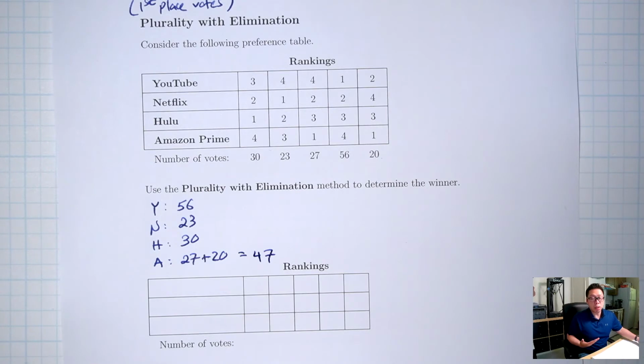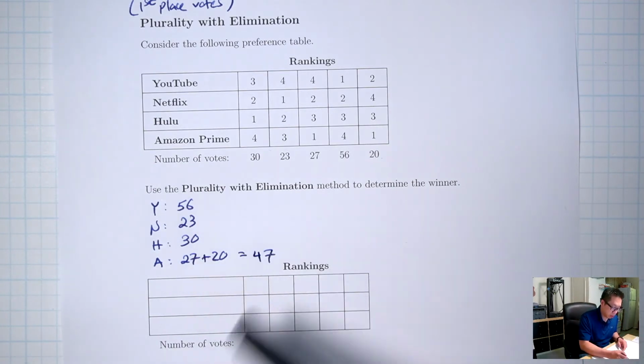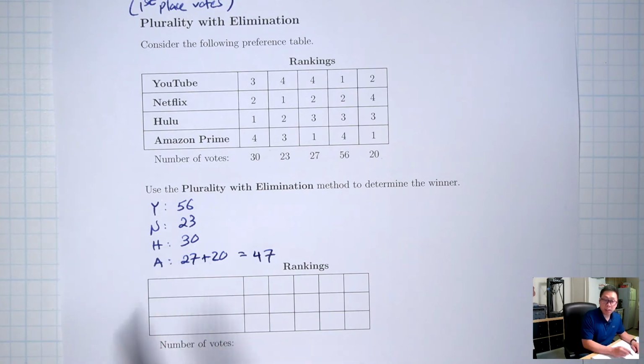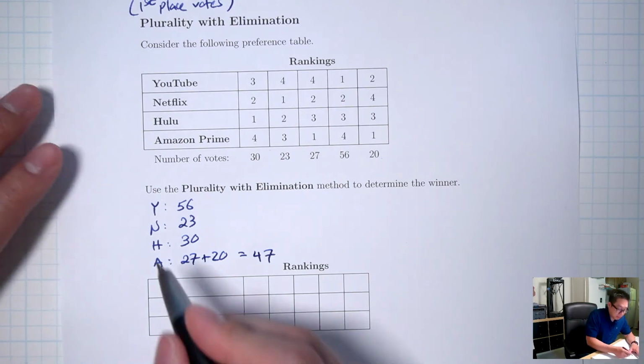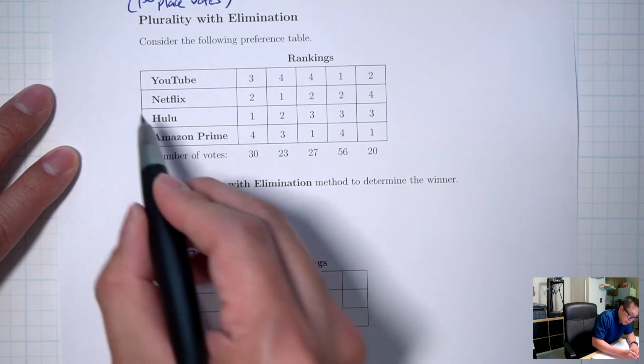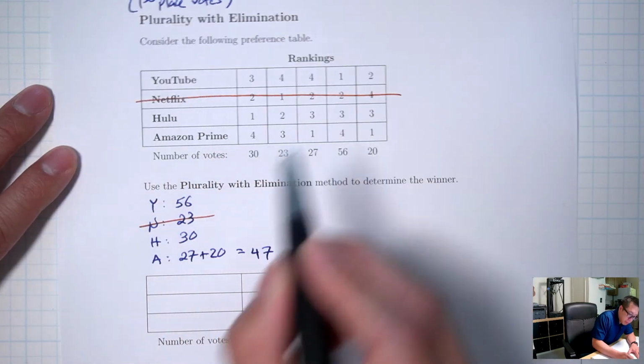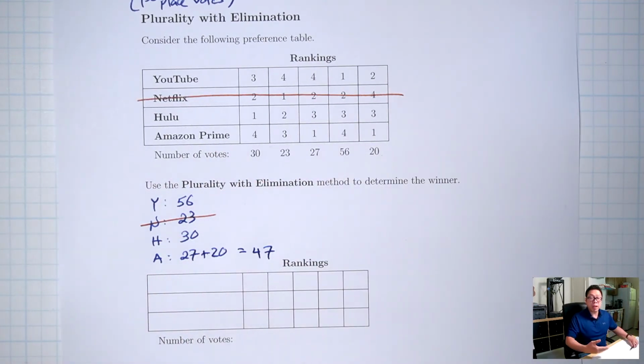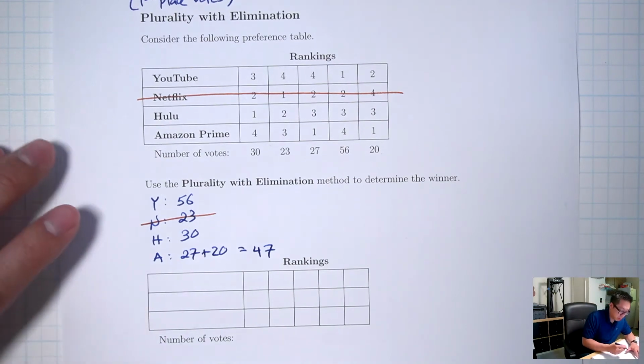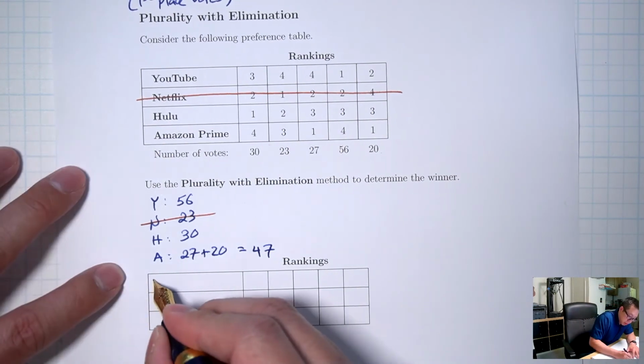And now whoever has the lowest number of votes gets eliminated. So 56, 23, 30, and 47. Netflix with 23 votes gets eliminated. And now we have to re-rank. With Netflix gone, we have just YouTube, Hulu, and Amazon.